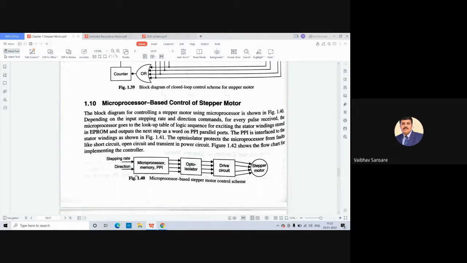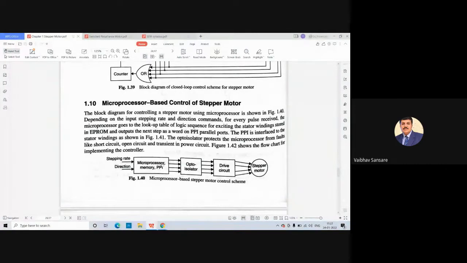Now there is a microprocessor which has the memory. Then it has the PPI. What is PPI? PPI is nothing but the programmable peripheral interface. So this is the PPI.